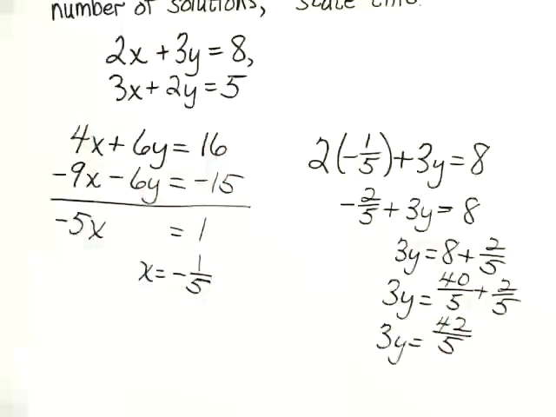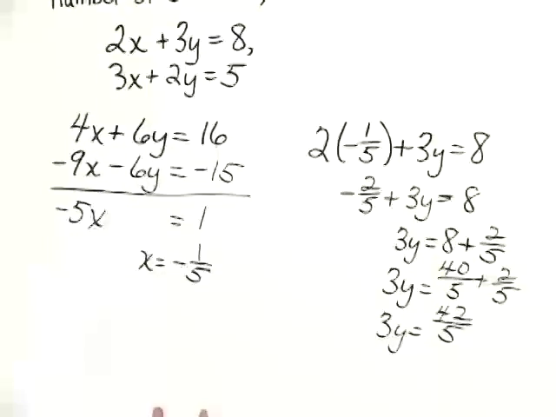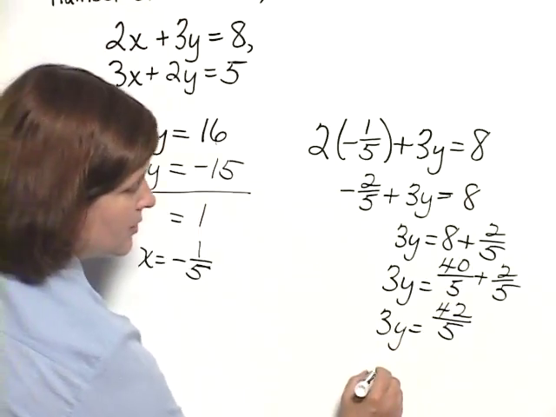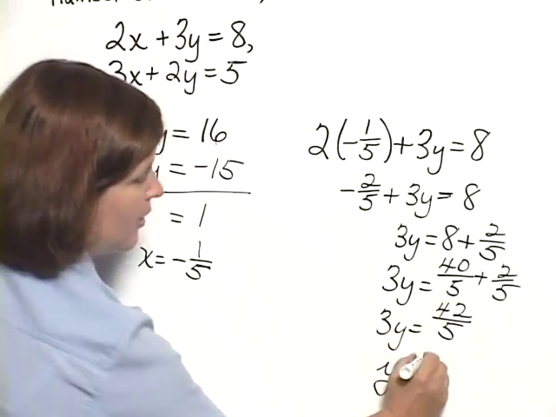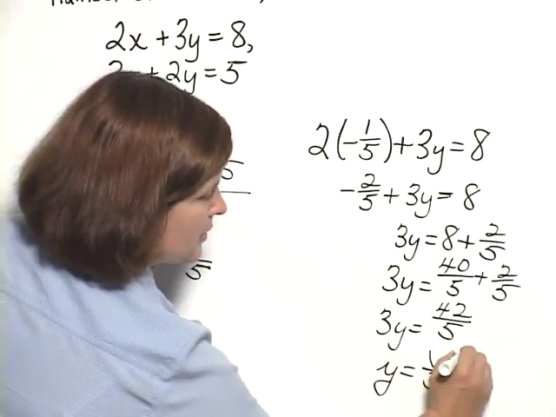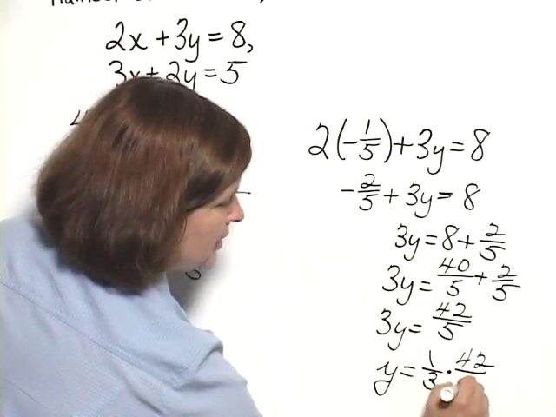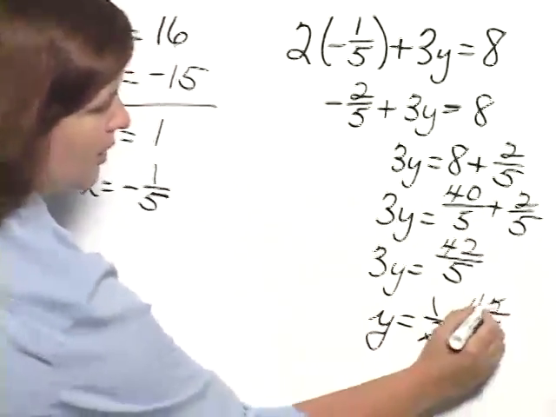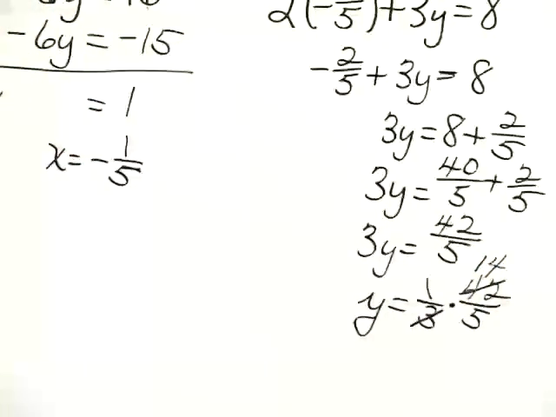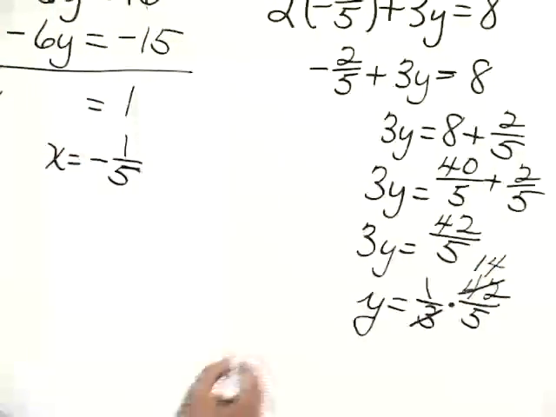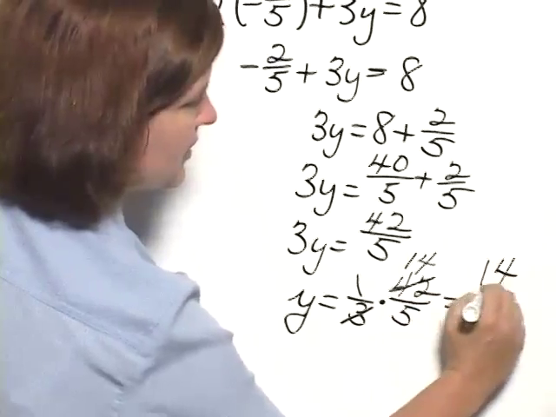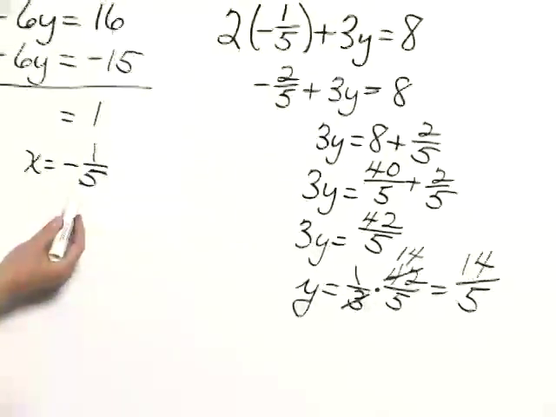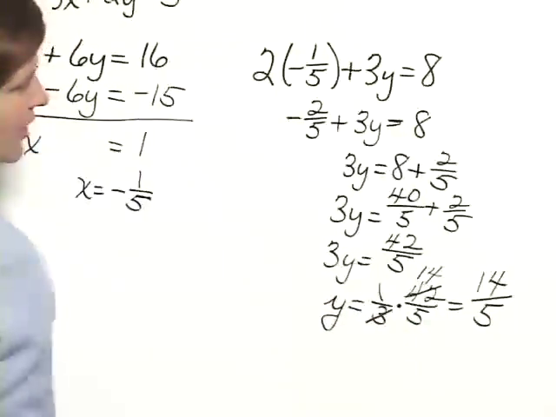Now I can divide both sides by 3, but since we're working with fractions, let's go ahead and multiply both sides by 1/3. 1/3 times 3 is 1, so that's y, and 1/3 times 42/5, well, 3 goes into 42 14 times, so I can simplify, divide top and bottom by 3, and that gives me 14/5. So I have a possible solution of x = negative 1/5 and y = 14/5.